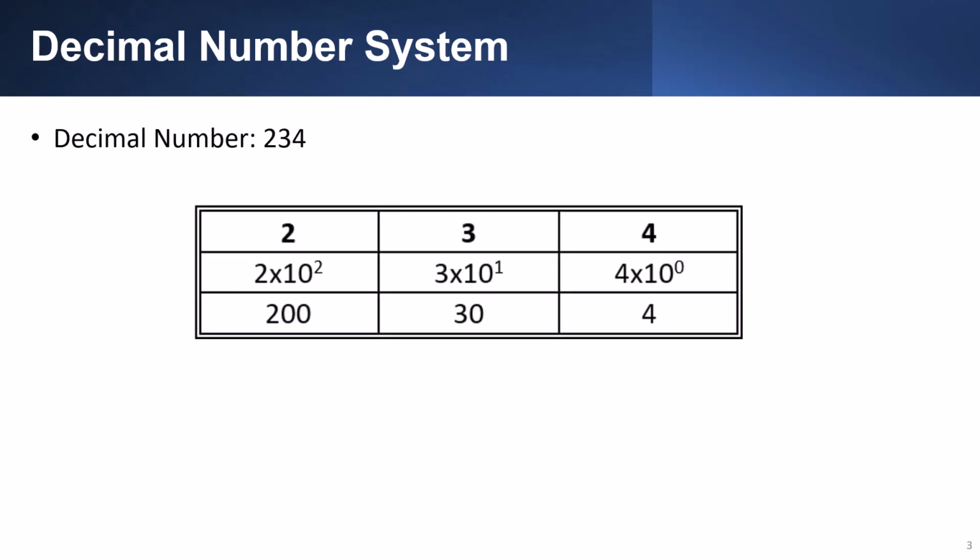If we take a decimal number, 234, the 4 is the 1 place, the 3 is the 10 place, and the 2 is the 100 place. While this may look obvious to us because we use it every day, the emphasis of this concept is used in binary numbers.